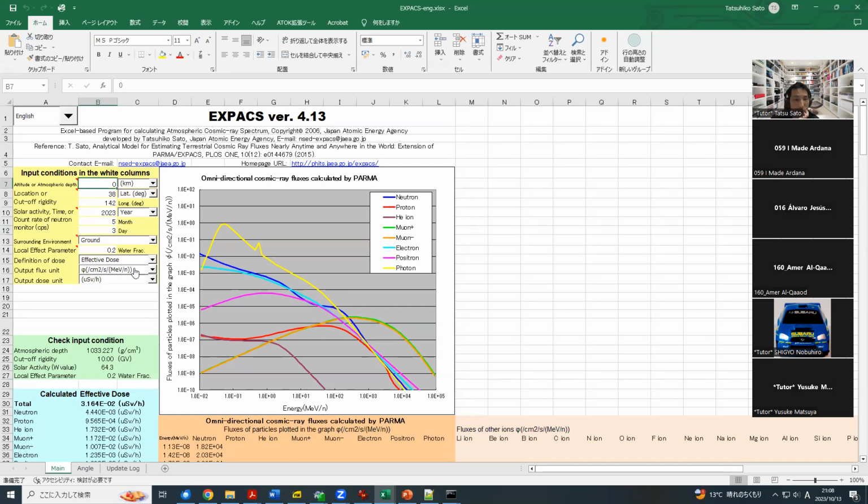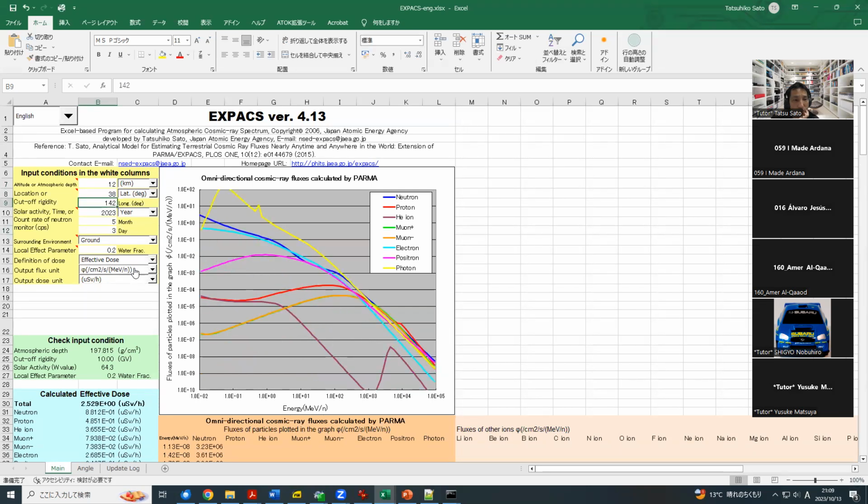So for example, if you set an altitude of 12 kilometers, and latitude and longitude, and the year, month and date of your interest, and set a pilot location, then the effective dose comes out directly here. So if you simply want to calculate the aircrew dose for a certain condition, you don't have to use Fitts. Of course you can calculate using Fitts, but it's much easier to use XPACS.